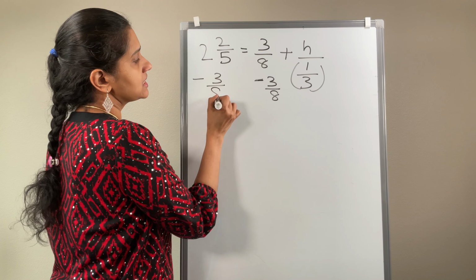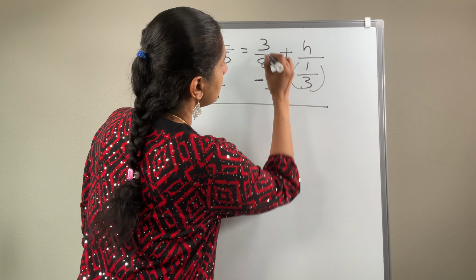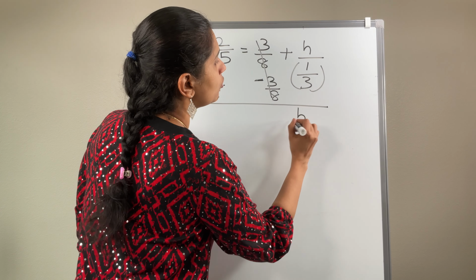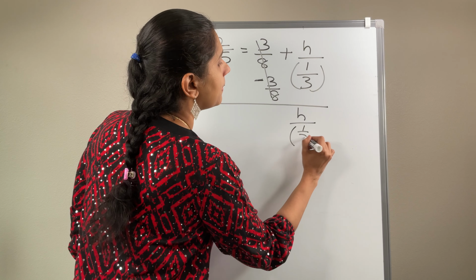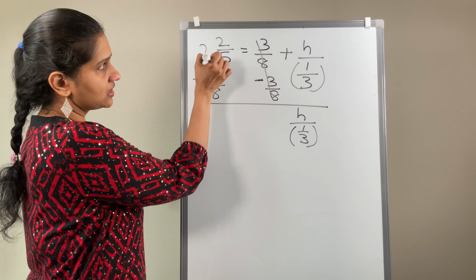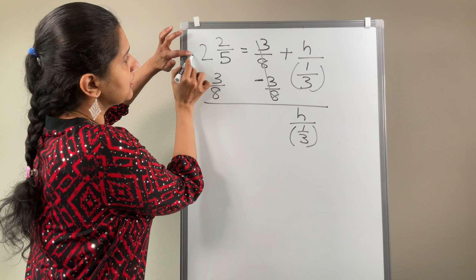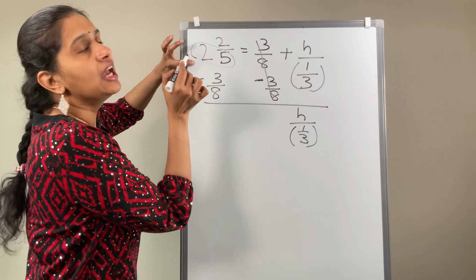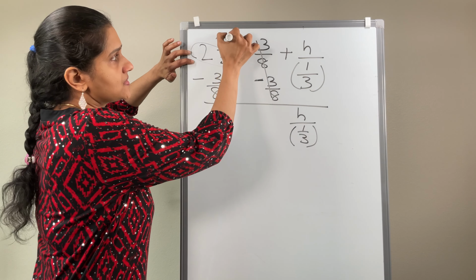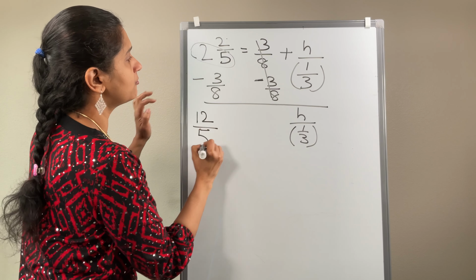So I am subtracting minus 3 by 8 on both sides. So what will happen? Here this and this will get cancelled. You will be left with h divided by 1 by 3. And on this side, let us convert this mixed fraction to a fraction first. For that, you have to multiply 2 times 5 which is 10. 10 plus 2, 12. 12 by 5 is the fraction form.